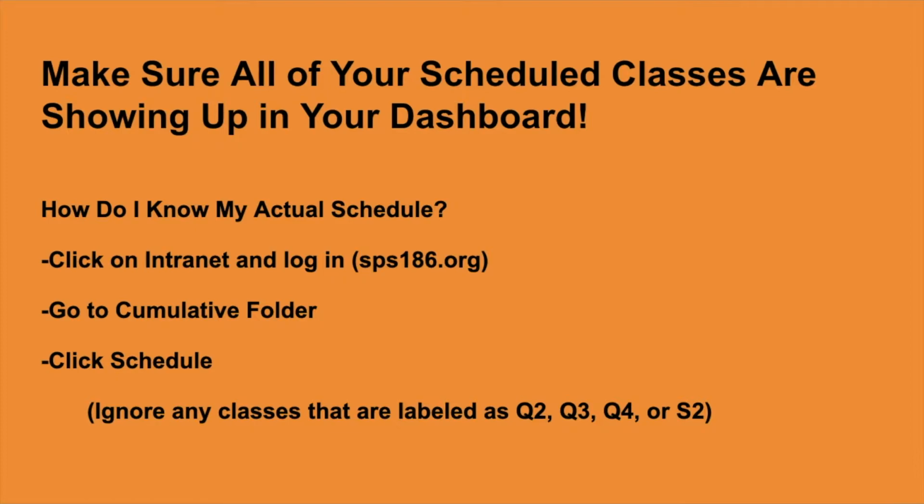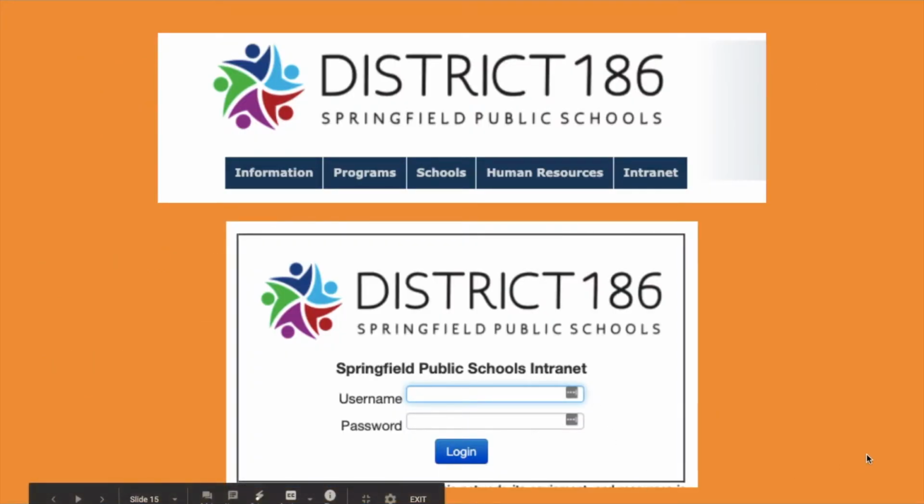So don't just rely on what's in your Canvas. Make sure you actually go to your schedule and check that all of your actual classes are showing up in Canvas. So what you're going to do is you're going to click on the internet and log in at sps186.org, and you're going to go to your cumulative folder and click on the schedule. Okay, so if I go to www.sps186.org, this is going to appear at the top. I'm going to click on that intranet button, and I'm going to then log in. Once again, username and password.